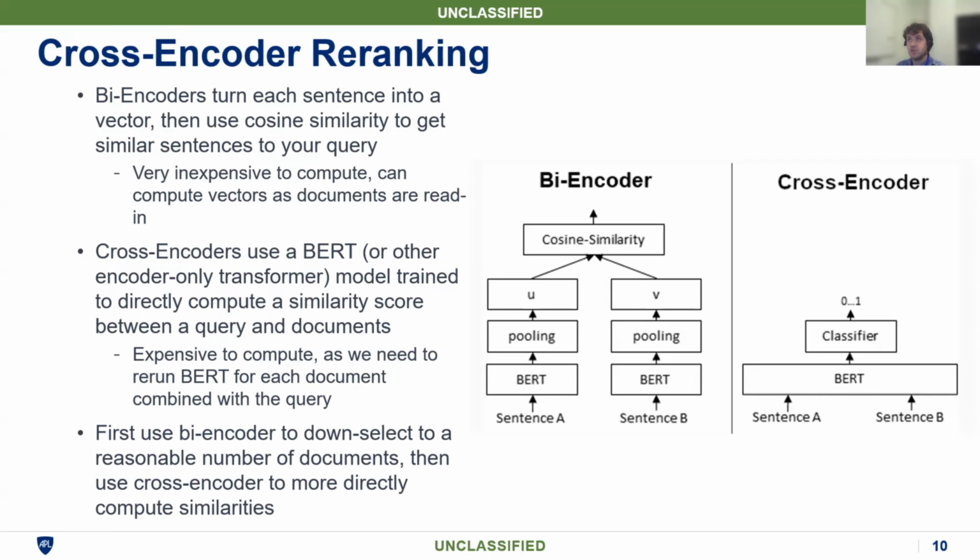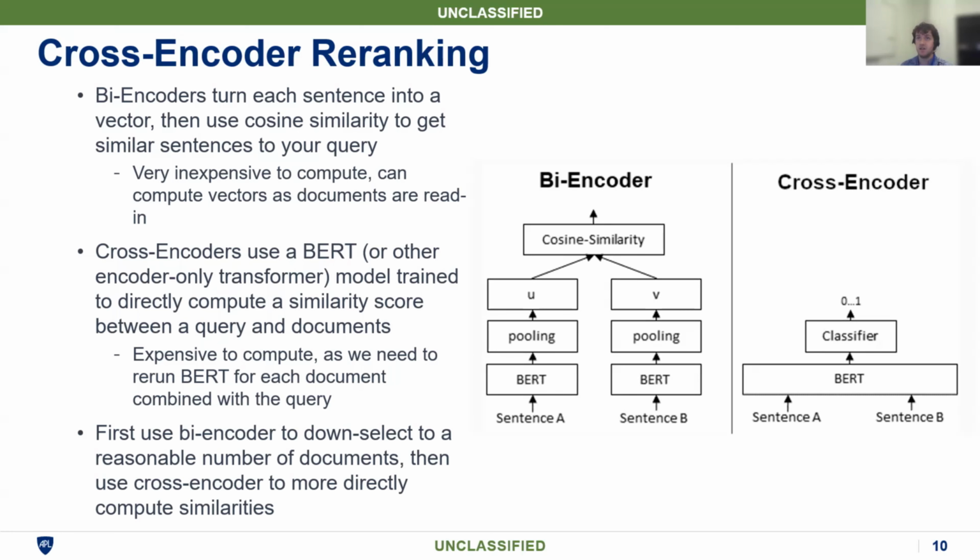First you use the bi-encoder to down select to a reasonable number of documents. Let's say we have 10,000 documents in our vector store. Let's just get to the top 50 of them. Now it's suddenly reasonable to run our cross-encoder on 50 documents instead of on 10,000 documents. So we use the cross-encoder to more directly rank options and score them. In that way, we get the best of both worlds.